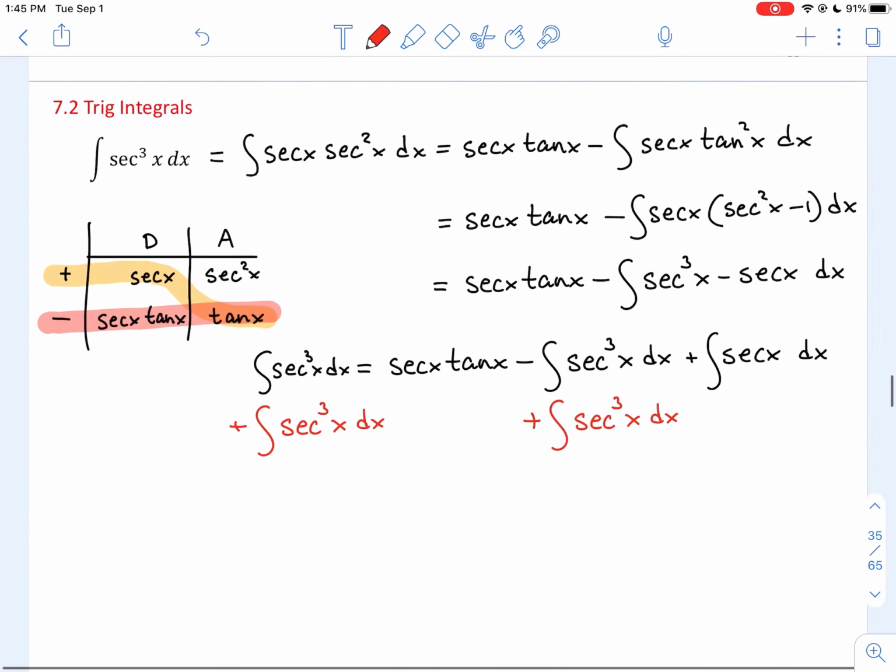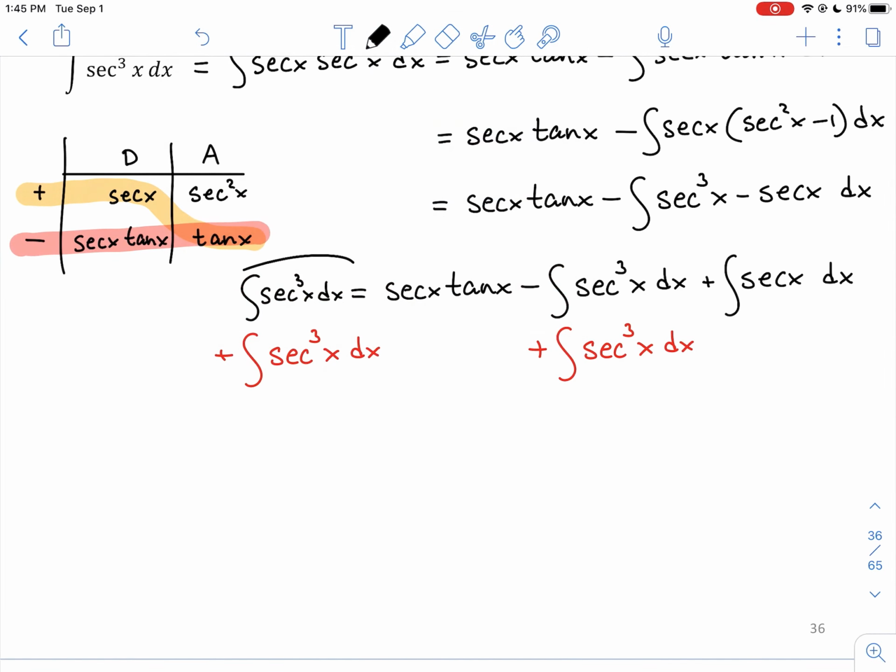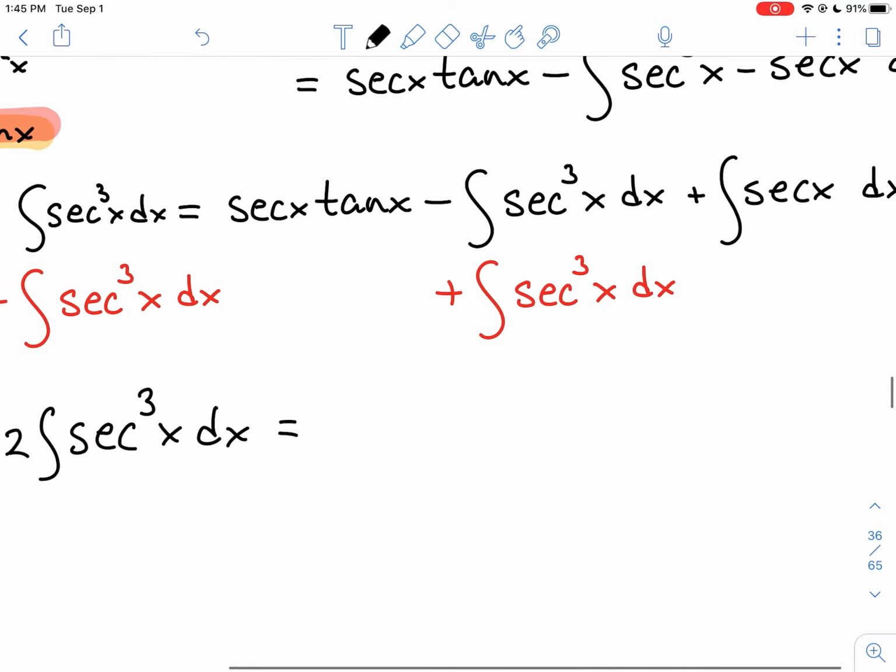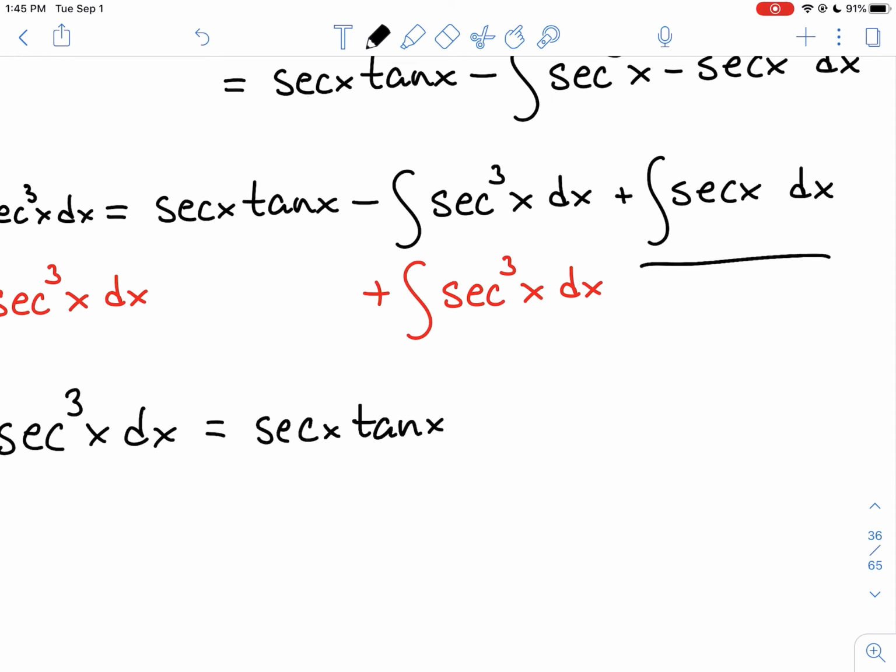That's natural log of secant plus tangent. So where does this take us? Well, over on this side, we had a secant cubed integral plus another secant cubed integral, so we have two of them now. And this is equal to secant tangent, plus the integral of secant, and that we can do. So plus natural log of the absolute value of secant of x plus tangent of x. And now's a good time to put a plus c.